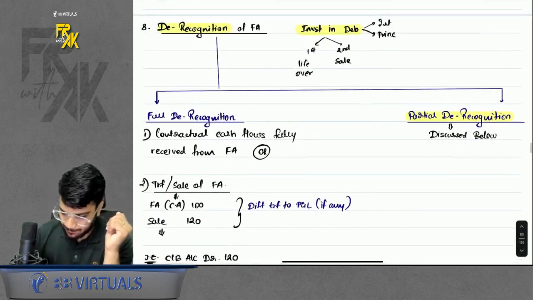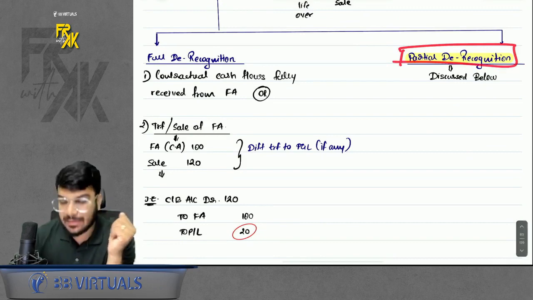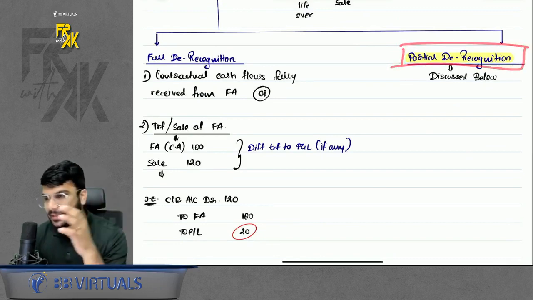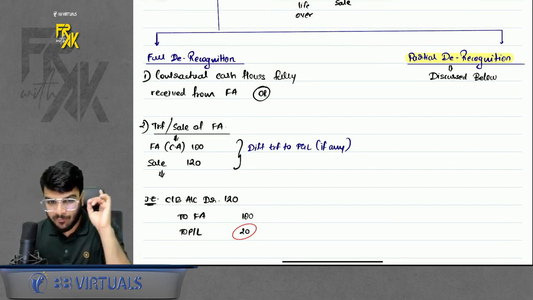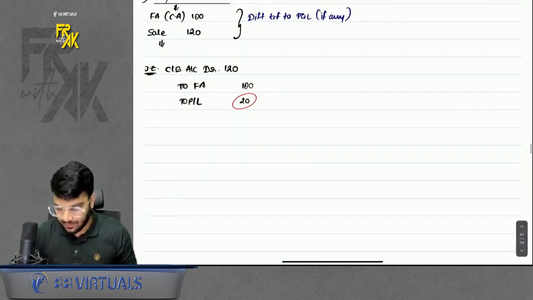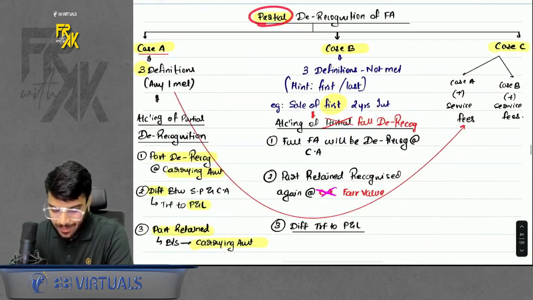Good job. Then we discuss partial derecognition. Okay, in partial derecognition there are multiple cases, but as I already told you while I was teaching, focus on that one question of C Limited. Don't worry, I will revise everything once at least. Okay, now what is the meaning of partial derecognition?